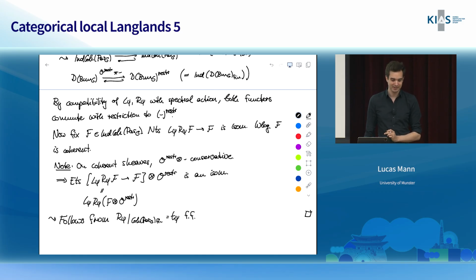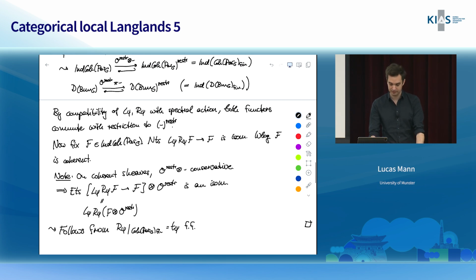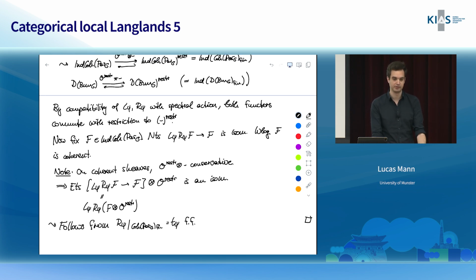Okay, so morally the idea is just that I can control R psi on some small subcategory, and that subcategory is barely large enough so that it allows me to deduce full faithfulness of the whole functor just from knowing that it's fully faithful on the small subcategory. And the precise way of stating that is using this restricted stuff.